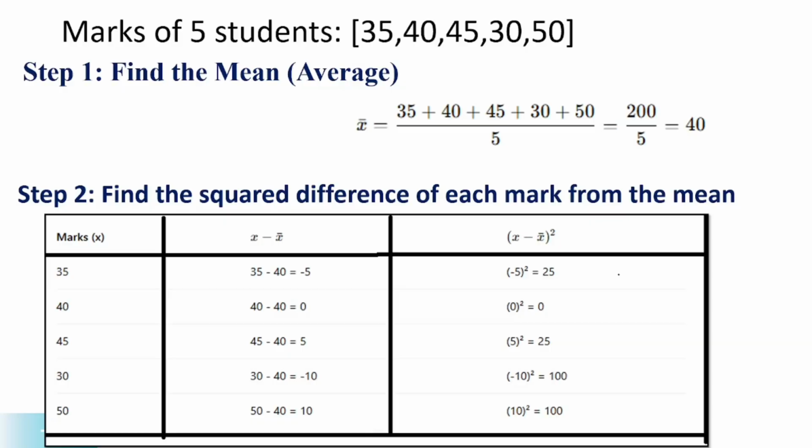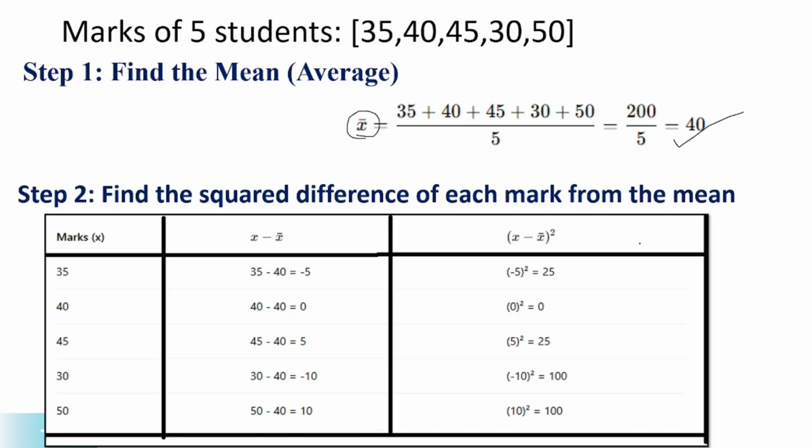Now let's see the example here. The marks of 5 students are 35, 40, 45, 30 and 50. The first step is to find the mean, x bar. How do you find the mean? You add everything and divide by the total number. If I add everything, you get 200, and 200 by 5 is 40. That is the first step.